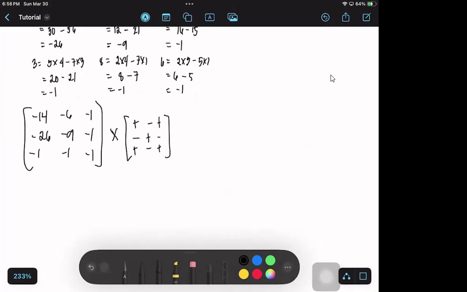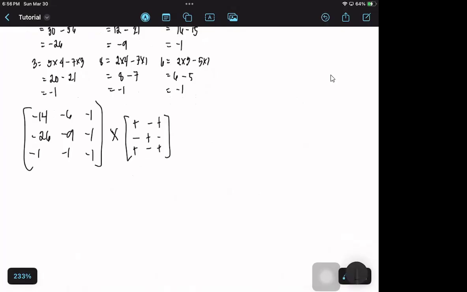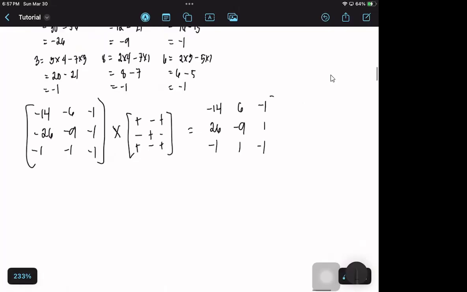By multiplying the sign values for each of those, negative times positive for 14, it will become still -14. Then -6 times negative, it will become +6. Negative times positive, -1 still. -26 times negative will become +26. -9 times positive equals -9. -1 times negative equals +1. -1 times positive equals -1. -1 times negative equals +1. -1 times negative will become -1. So right now this will be the result for the cofactor multiplied to the rule.